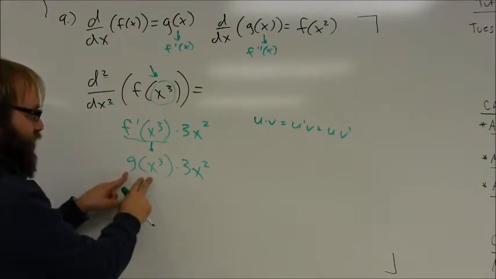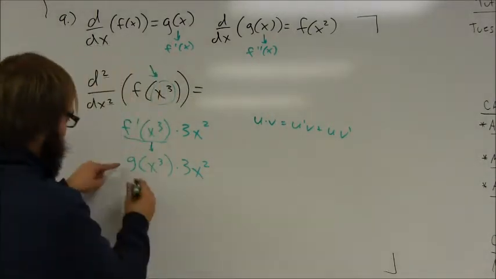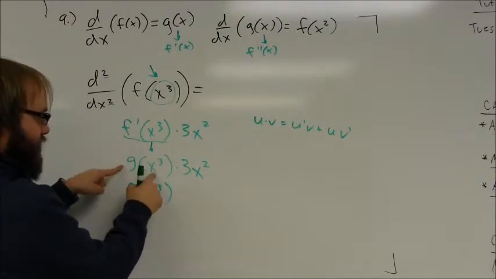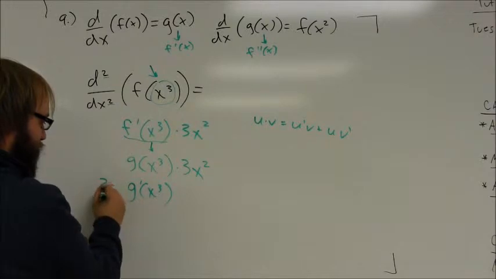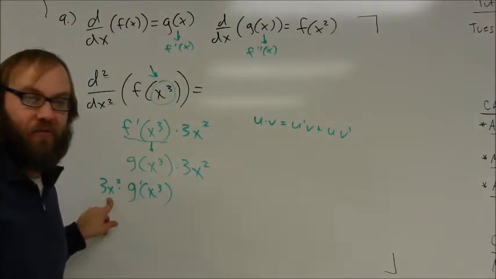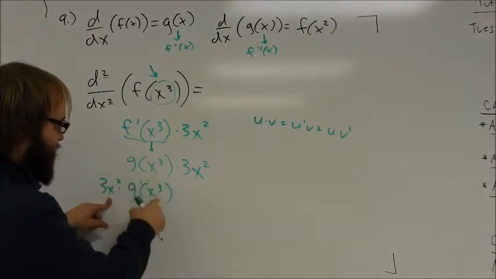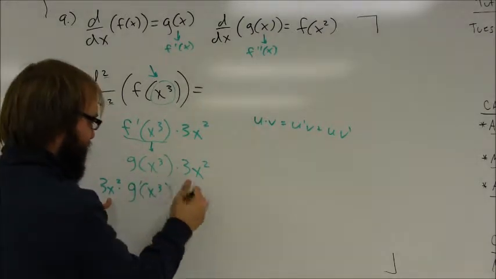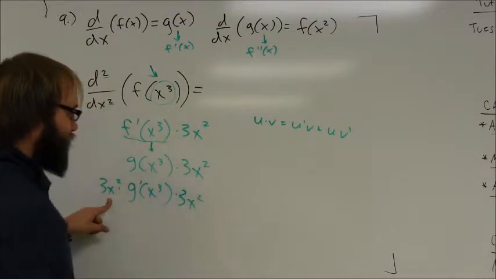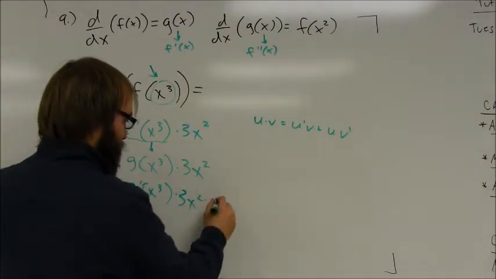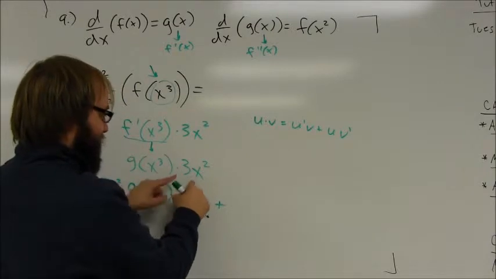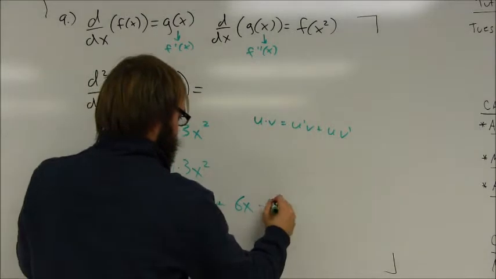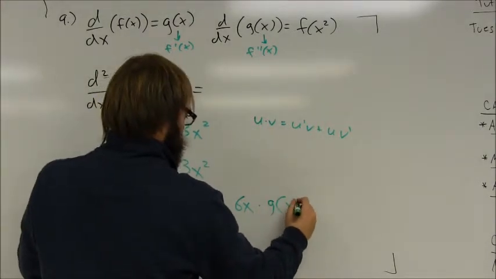The derivative of g of x cubed has an inside function. So that's going to be g prime of the same thing times the derivative of the inside function, which gives you a 3x squared, which I'm going to write out in front. So this thing here is just the derivative of that. Derivative of the first times the second, plus the derivative of the second, which is going to be 6x, times the first, which is g of x cubed.